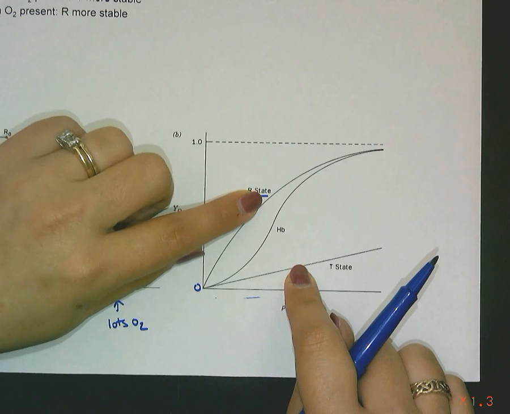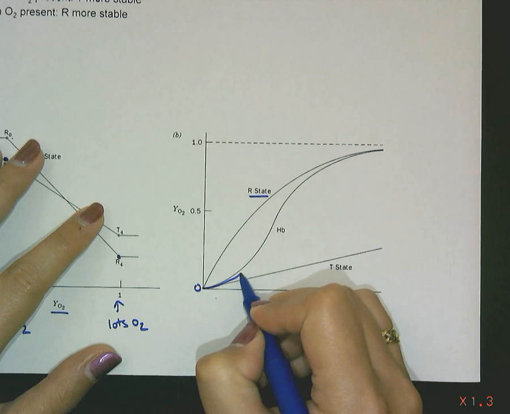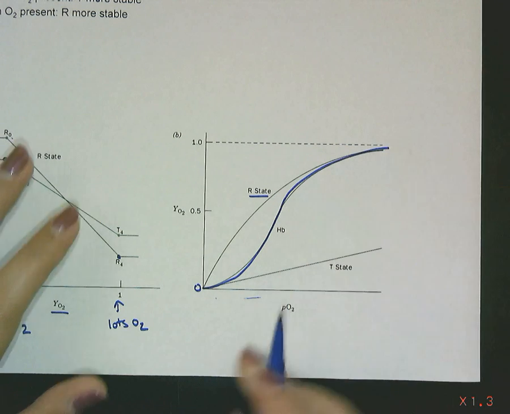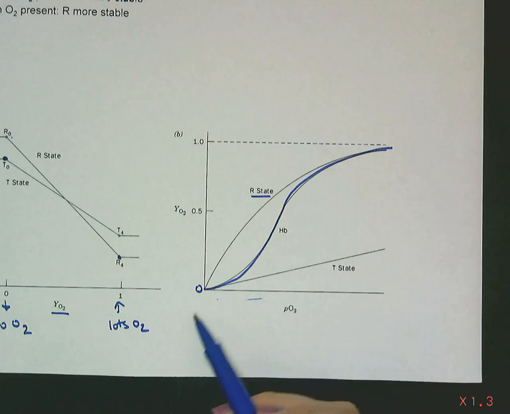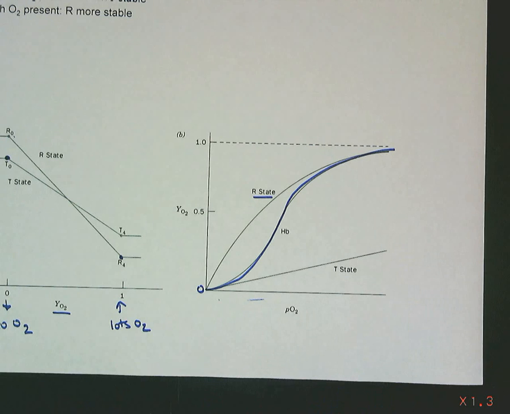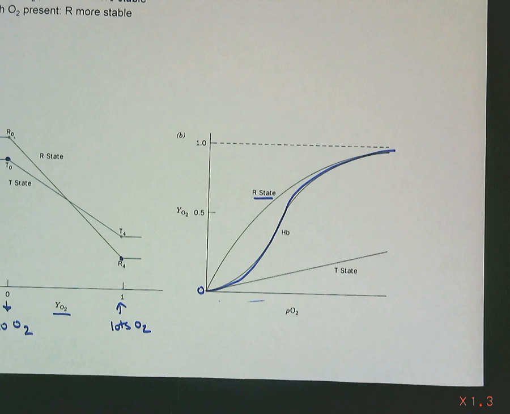If you put these two graphs together, an exponential curve and a straight line, you get the actual hemoglobin curve, which is sigmoidal. Makes an S shape. So if I added together exponential plus linear, you get sigmoidal. So it is different than myoglobin. Hemoglobin is an S. Myoglobin is just kind of like that.